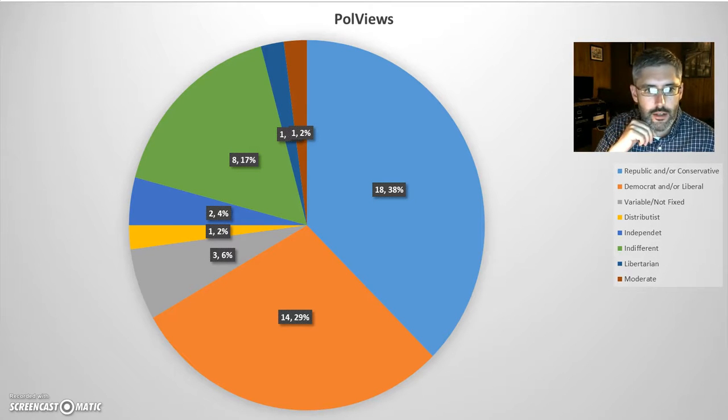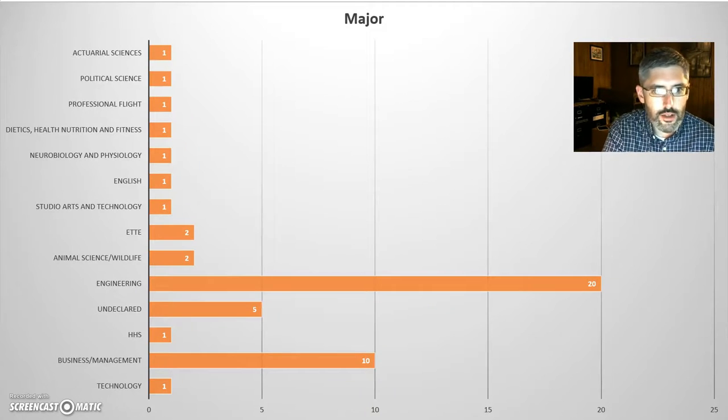About 6% of you are variable. You said it depends on the situation. About 17% of you are indifferent. And there were a few that I hadn't even heard of before, like distributists. That was a new one to me. So again, pretty even distribution. We're not too far weighted one way or another.